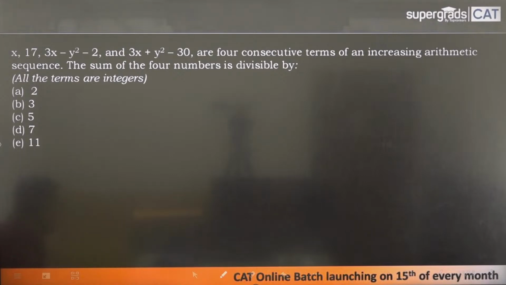Tanu got A as the answer. Tanu, would you mind sharing your logic? How did you get 2 as the answer?